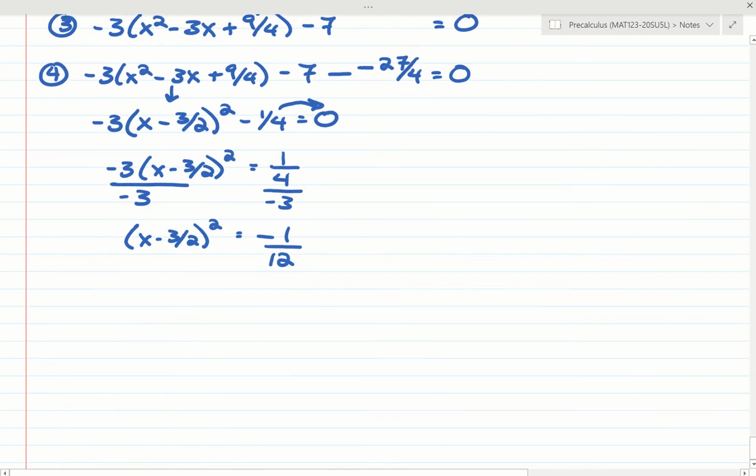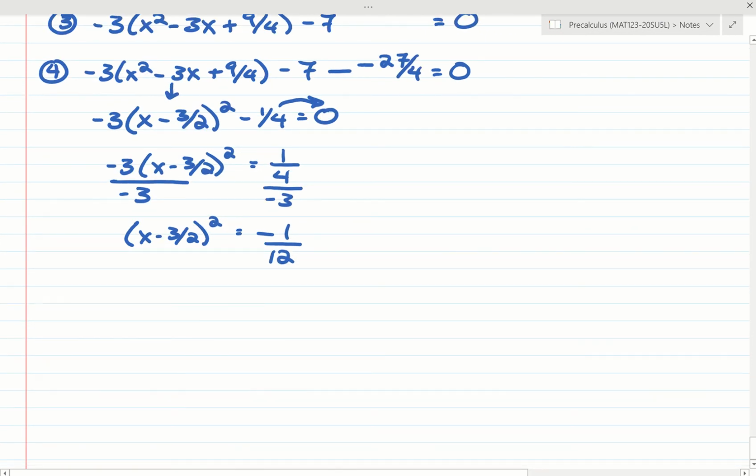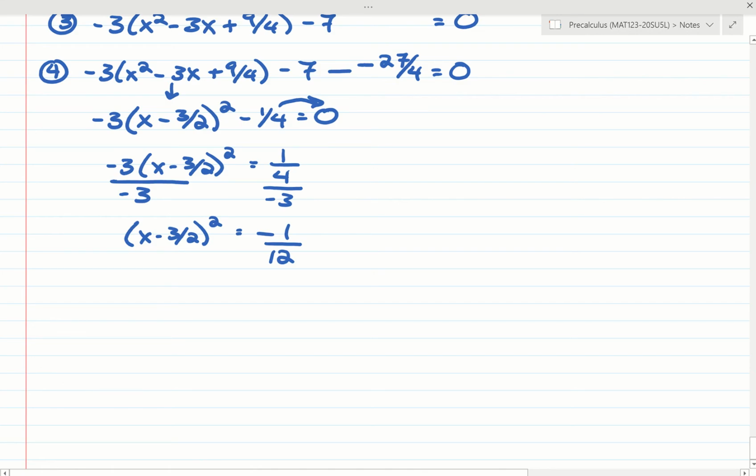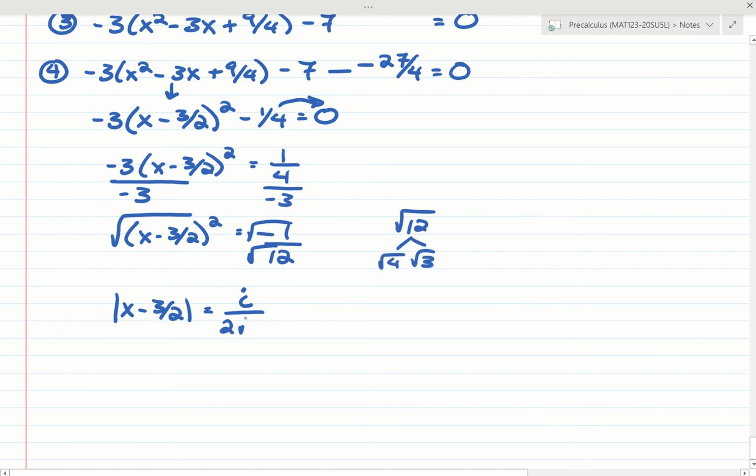And we could go ahead and take the square root. Remember, when you're dividing by -3, that's the same thing as multiplying by 1 over -3. So that's where that number came from. Let's take the square root. And we get the absolute value of x minus 3/2 is equal to, well, the square root of -1 is just i, right? Remember, we're taking the square root of the top and bottom of this fraction. And then we also have to take the square root of 12. Now, the square root of 12 is just the square root of 4 times the square root of 3, or 2√3.